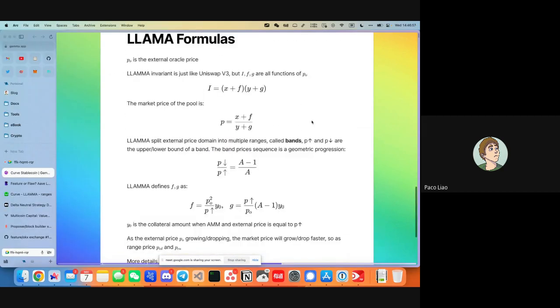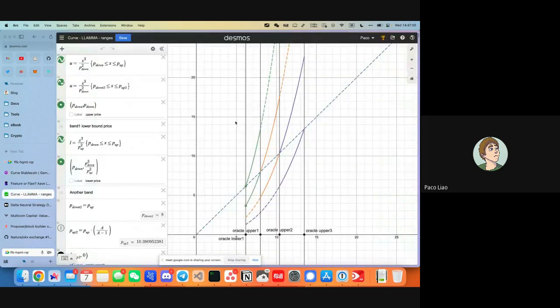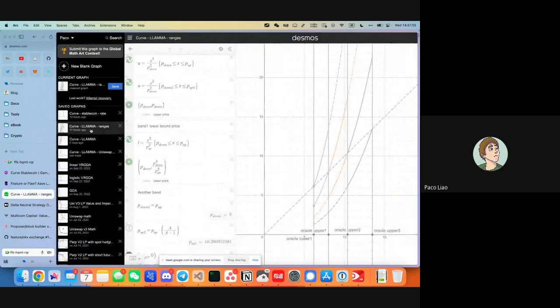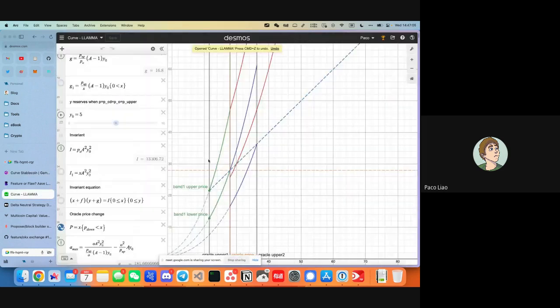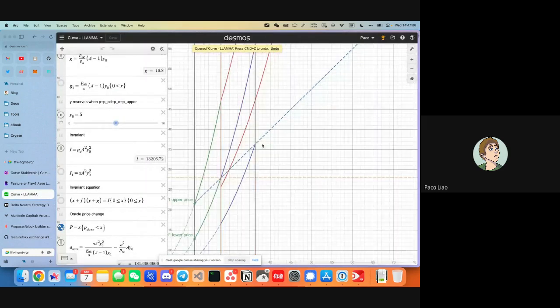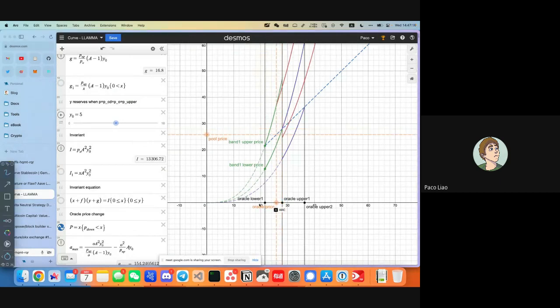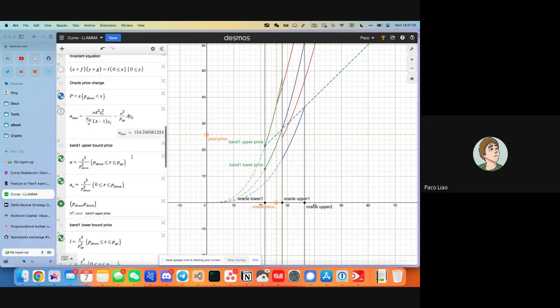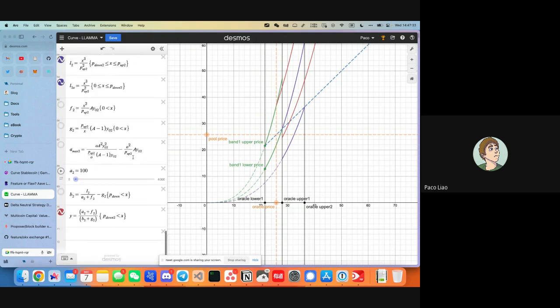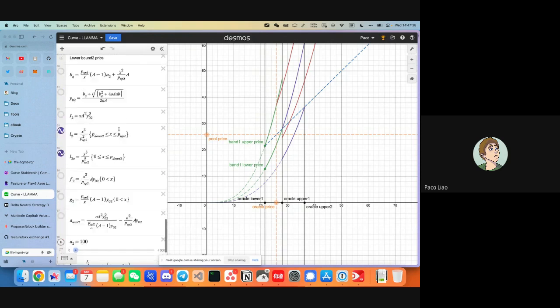And I want to show some charts of this. How does the AMM price change? In this chart, we have two bands. In the first band, this is the P down, and this is the P up. And in the second band, this is the P down, and this is the P up. And let's see how the market price will change. The red line is the market price of the AMM.